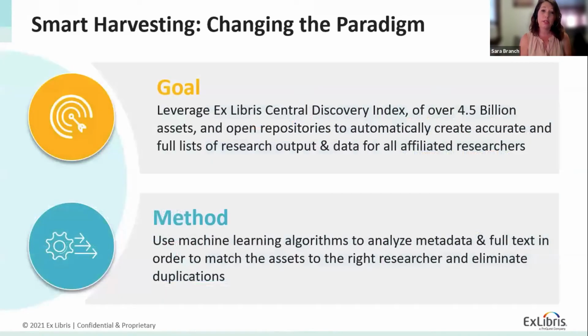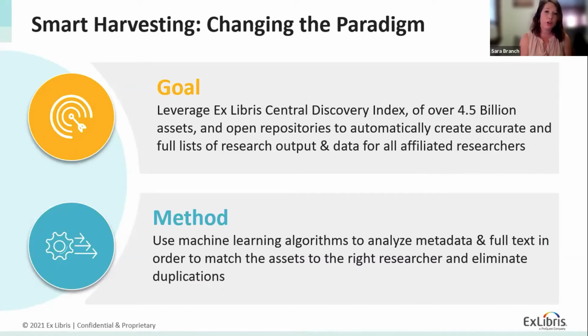The way smart harvesting works is we're leveraging that central discovery index. We've created a machine learning algorithm that essentially takes the information that it has about the researchers based on their Esploro profiles, internal Esploro profiles, including things like their name variants, their affiliations, of course, identifiers like an ORCID ID and keywords for their research topics. It sends a query out to that central discovery index, identifies and returns candidate assets that look like they belong to a researcher affiliated with your institution.